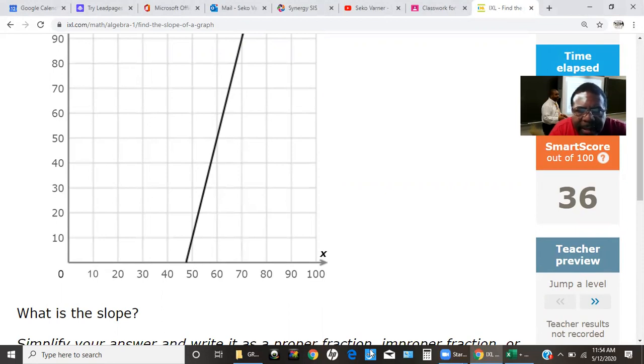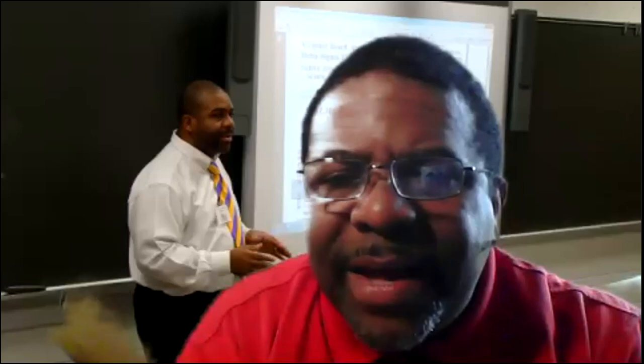So in this case, I would identify this point here, and it looks like right here is another point. So you can do the math from here, find out what that slope is. But that's the process that you're going to use to solve this problem, okay? So that takes care of that.